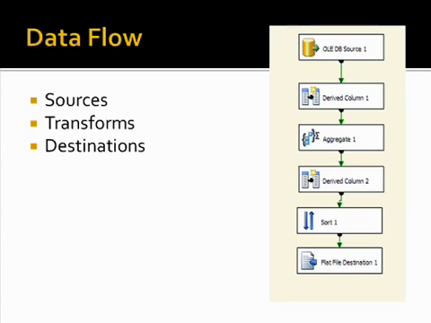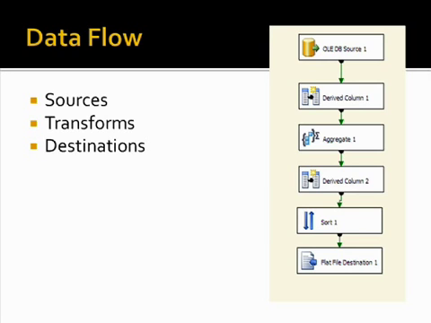The data flow is made up of sources, transforms, and destinations, and its primary job is to move data. This is where you'll spend about 75% of your time as an SSIS developer, and this is where typically all of the business rules that you've written will be applied to this component.